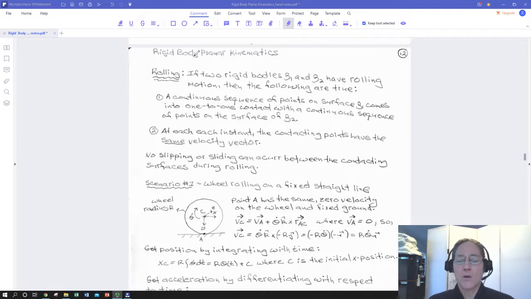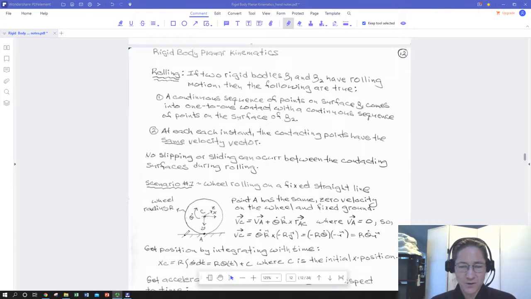Okay. What is rolling? So if we have two rigid bodies, B1 and B2, it's our favorite symbol for the rigid body, and they're rolling, then the following are true. So here's the criteria for rolling. Most important, a continuous sequence of points on the surface of B1 comes into a one-to-one contact with a continuous sequence of points on the surface of B2.